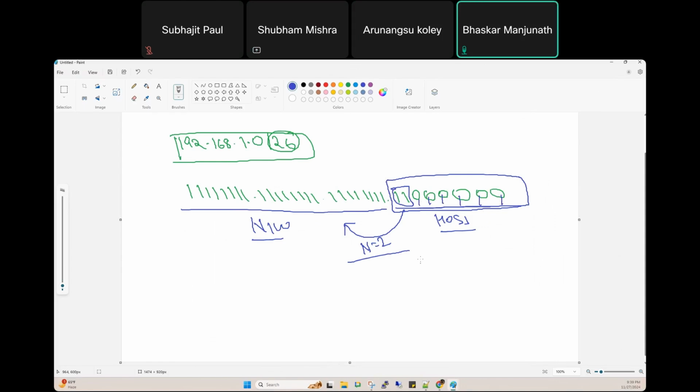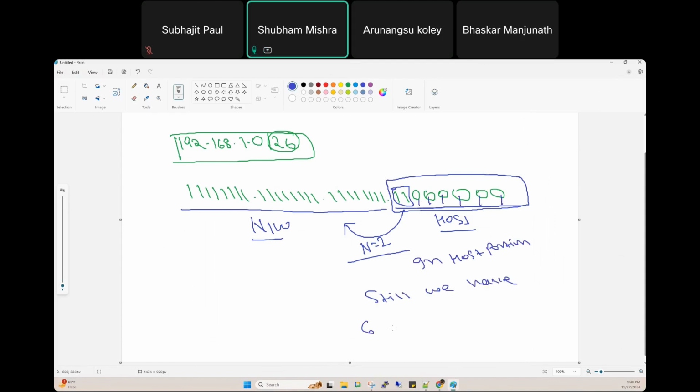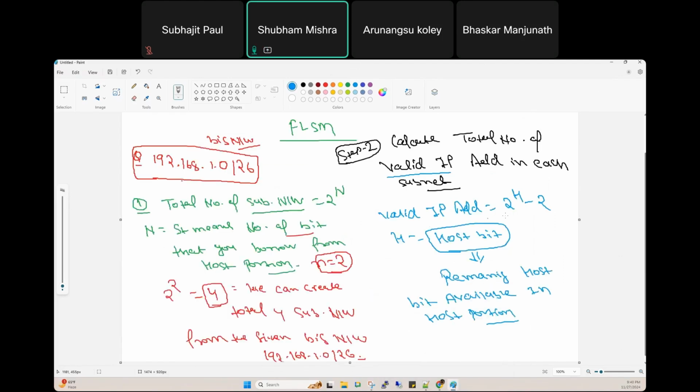So in the host portion, we still have 6 bits remaining. Agree? So h is equal to 6. Now, what was the formula to calculate the number of valid IP addresses? 2 to the power h minus 2. Here h is equal to 6. Yes or no?